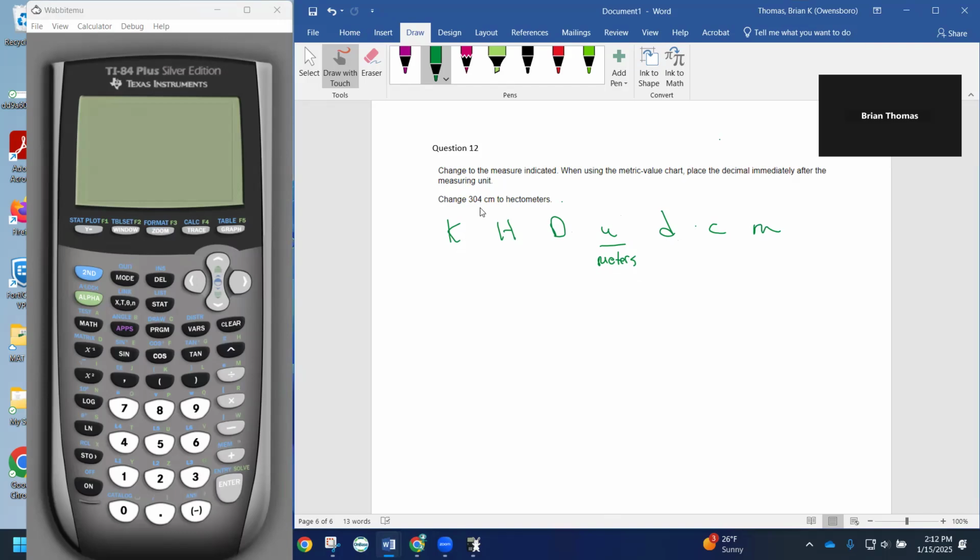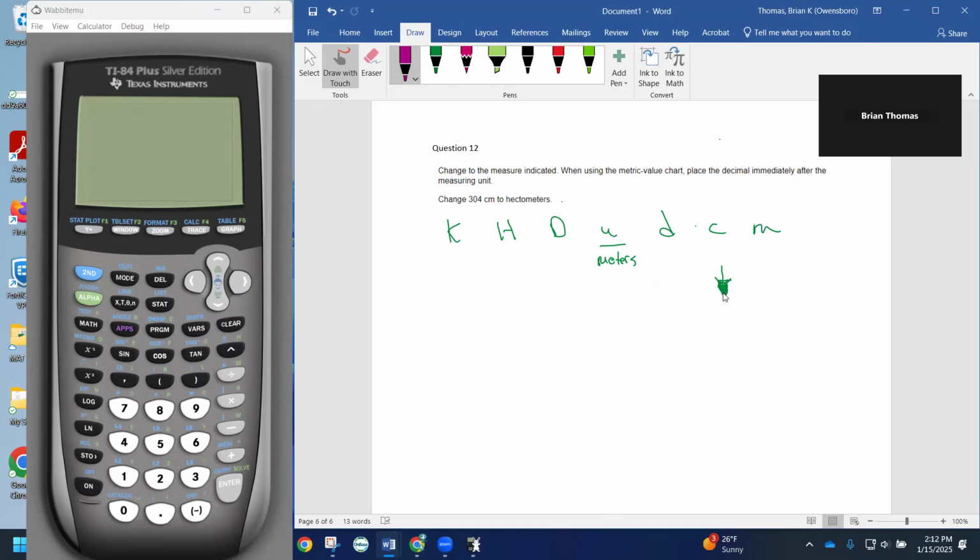So what they're asking is 304 centimeters is going to represent how many hectometers? So notice that centimeters would be over here. We're in this spot. So what I want to do is move from centimeters to hectometers. So if I count that over, we're going to be here.